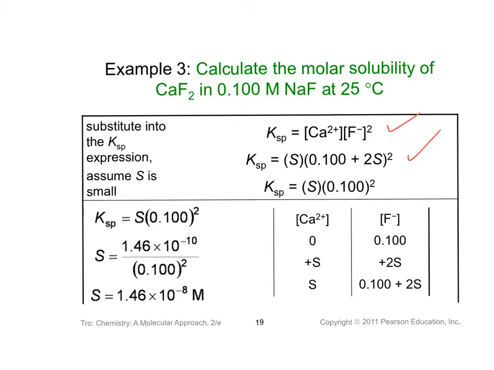And then because the Ksp is pretty small, we can go ahead and drop the S. It's similar to dropping the x, meaning that it's not going to make any difference in the value of 0.1 squared. By doing that, it simplifies things. Plug it all in. The Ksp was 1.46 times 10 to the minus 10. This is to the minus 1. That means we can drop the x.